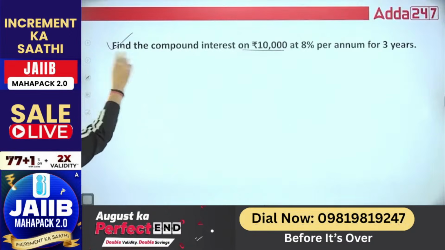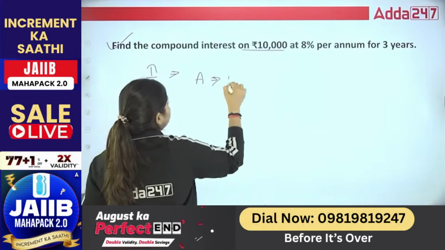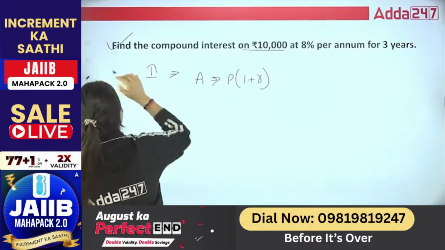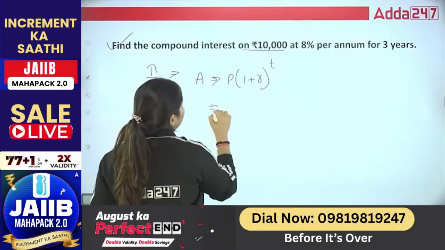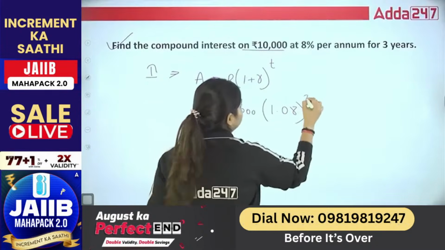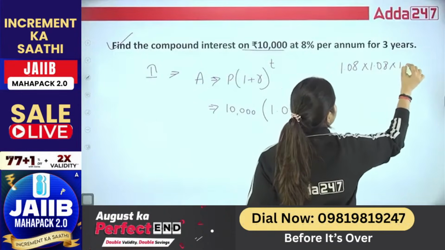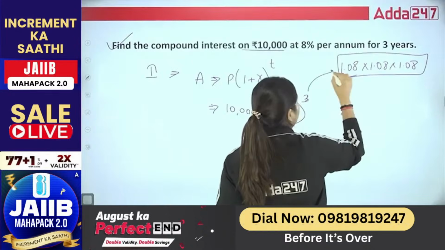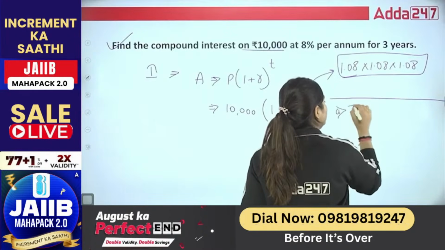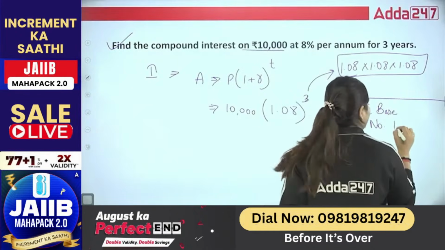Okay. Now let's calculate interest again. A equal to P into 1 plus R to the power T. P equal to 10,000. 1.08 to the power 3. Yes, means we need to multiply 1.08 into 1.08 into 1.08. This is what cube means. But for calculating with your calculator, first, what step we need to do? Type base number, that is 1.08.